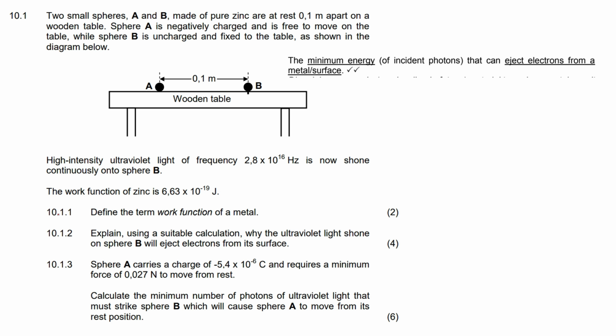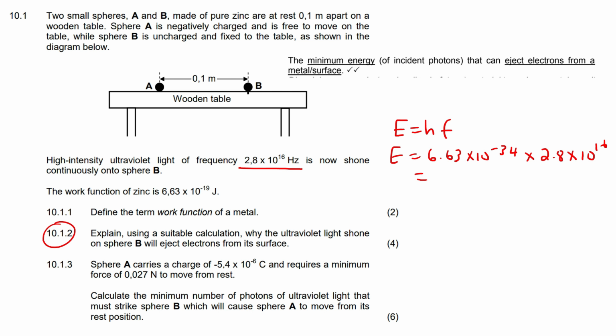Okay, now it says explain using a suitable calculation why the UV light will eject electrons from its surface. We know that the high intensity light has this frequency, so we could quickly work out how much energy that is. We use Planck's constant formula: 6.63 times 10 to the negative 34 times that frequency, and let's see what we get. We get 1.8564 times 10 to the negative 17 joules. So that is the energy of the light.